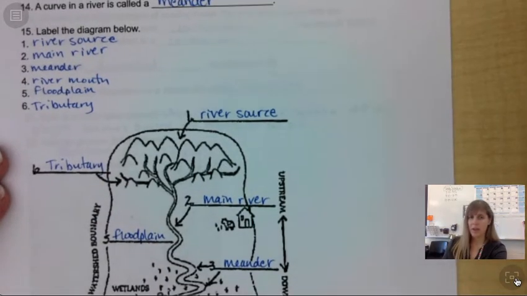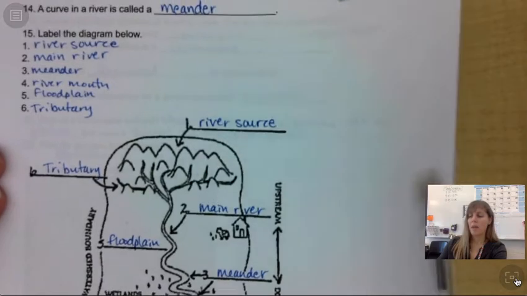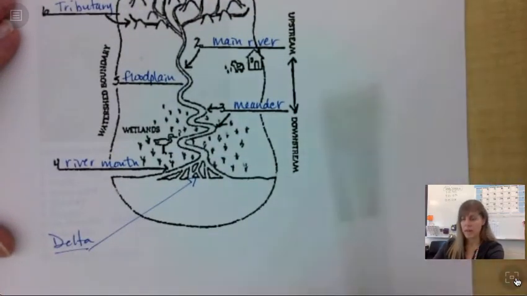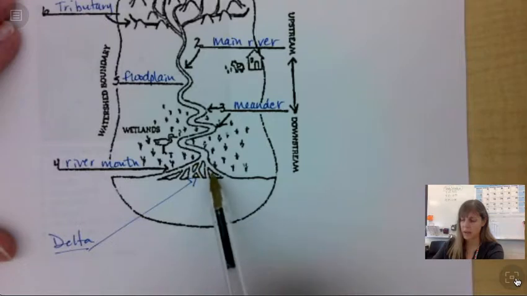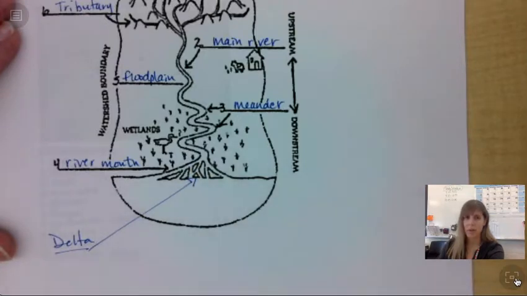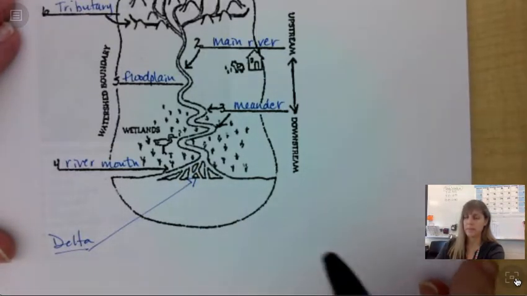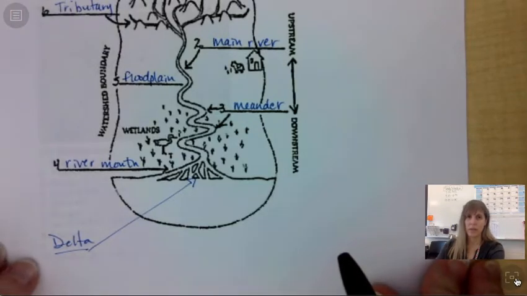Okay, and then if you added a delta, you would have added a delta down here. Remember, the delta is this sand or sediment that is deposited at the mouth of a river. Okay, any questions on this page?